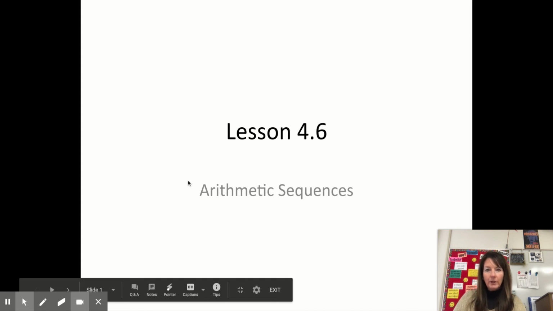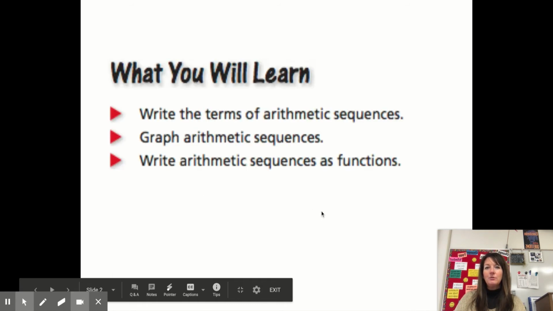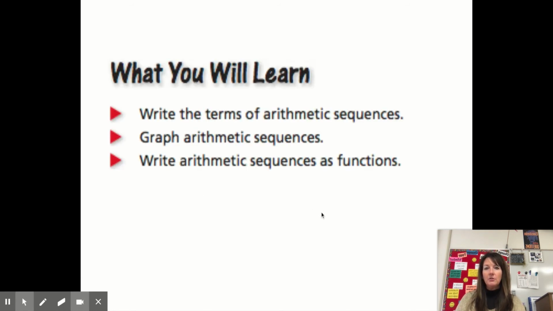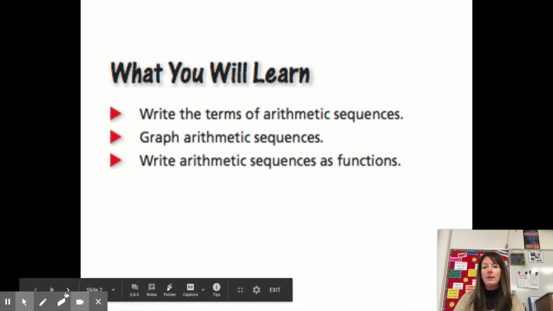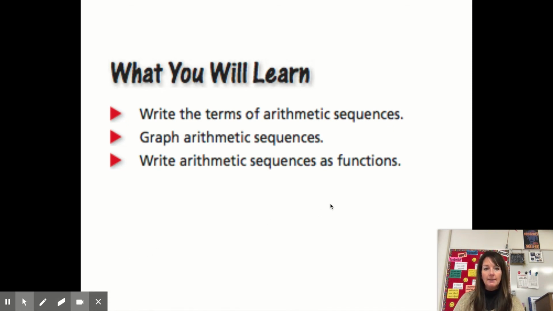All right, lesson 4.6, Arithmetic Sequences. Here we go. So we're going to learn how to find the terms. We're going to write the terms. We're going to graph them, and then we're also going to write the function. This will be something new for you guys.